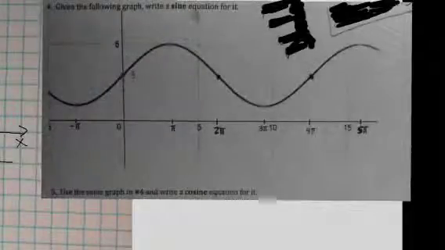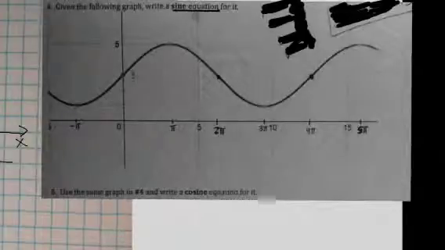Okay, for numbers 4 and 5, we're going to be using the same graph, and we need to identify the parameters. For number 4, they want you to write a sine equation. Oh, that's another thing. Several of you forgot to put y equals or f of x equals. Either one would have been fine. Okay, it's an equation, so there has to be an equal sign in your answer.